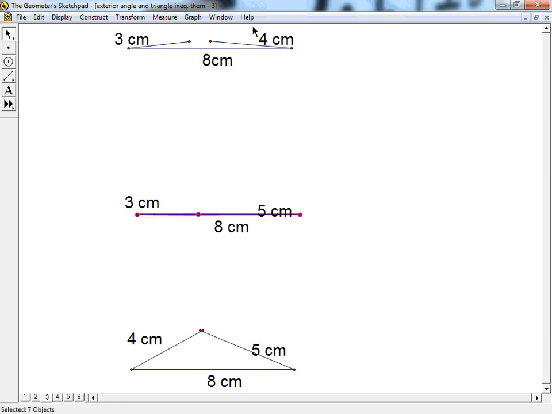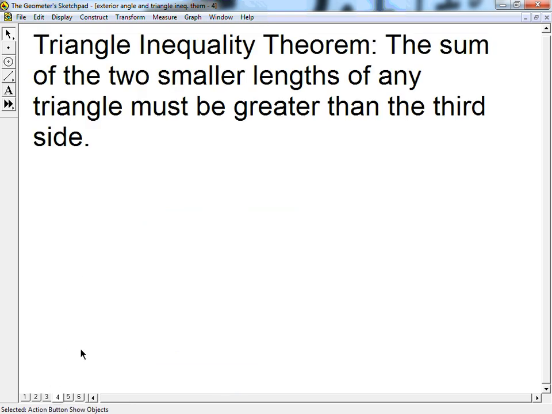Is that a triangle? So to formalize it, can we just come and say the sum of the two small lengths of any triangle must be greater than the third side? That formalizes it? Alright, so let's write this thing down. Triangle inequality theorem. The sum of the two smaller lengths of any triangle must be greater than the third side. Keep in mind I said the two smaller sides. The sum of the two smaller lengths must be greater than the third side.